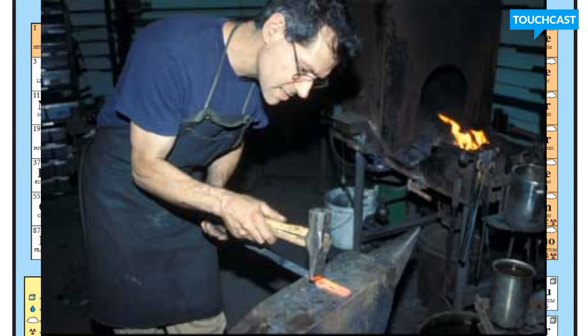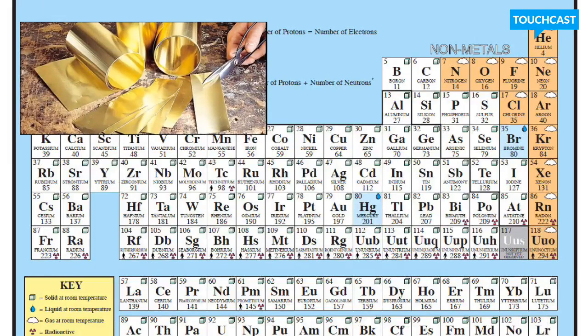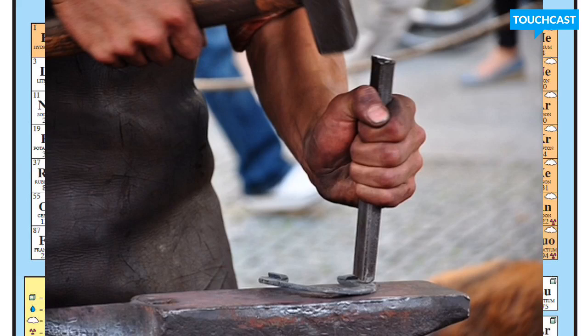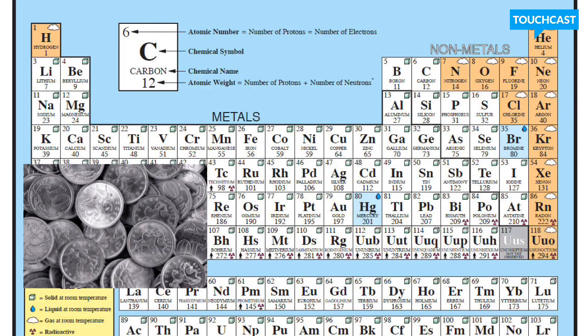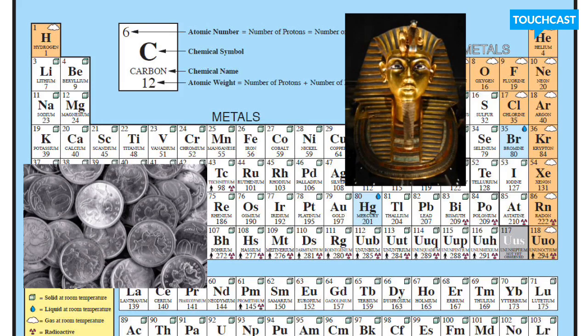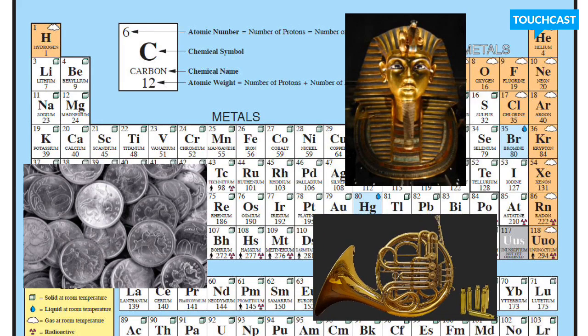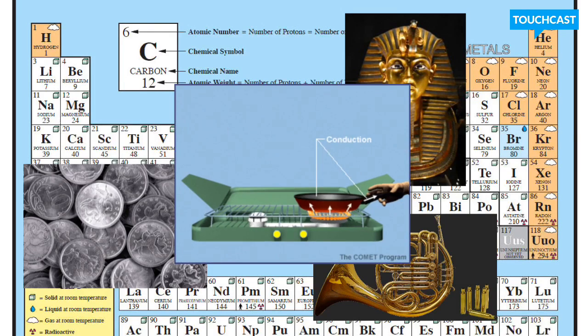The second property that makes a metal is that it can be hammered into thin sheets. This property is malleability. You take a mallet and you flatten it out. A couple of reasons we take advantage of that are making coins, art, and instruments. One of the great reasons that we use malleability is for conduction. We use it in our pots and pans so that we can conduct heat and cook food.